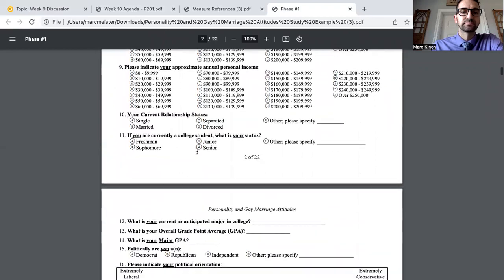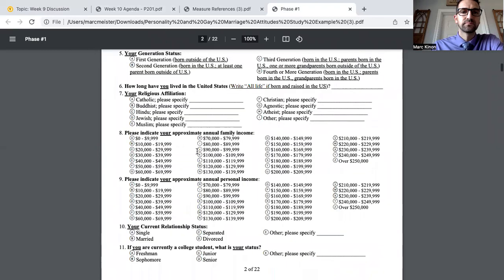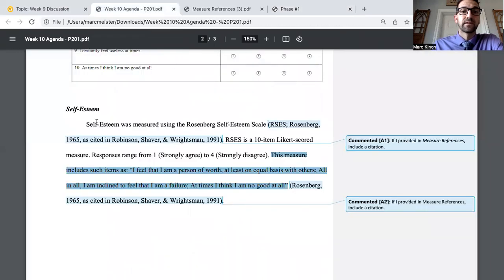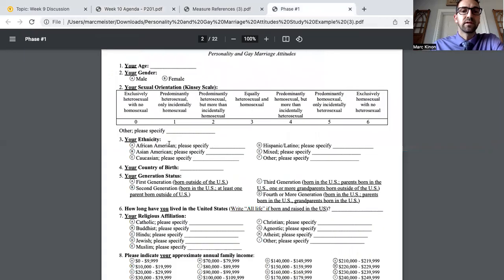Let's try ethnicity or race. Race was measured using a multiple choice measure. Participants were asked to indicate whether they were African American, Asian American, Caucasian, Hispanic, Latino, mixed, or other. Additionally, no matter what option participants chose, they had an opportunity to specify if they felt it was necessary. Done.